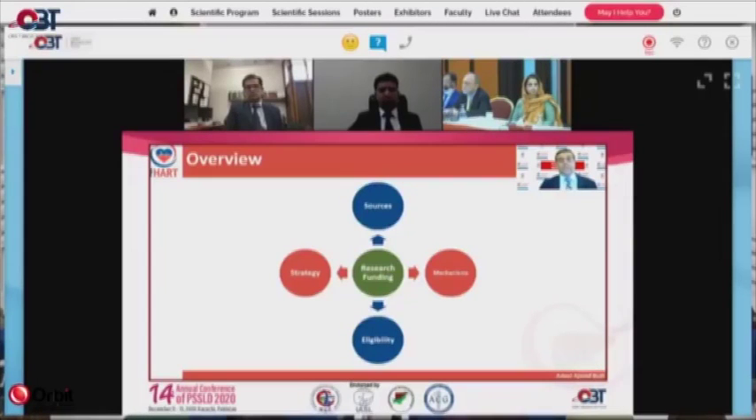So what I'm going to do is talk about 4 things related to research funding. The first is the sources of funding, where you can apply to get research funding. And then we will look at the types of mechanisms that these sources employ to award research funding. We will look at some eligibility criteria, and then we will finish off with some strategy tips to improve your chances of getting research funding from one of these sources.